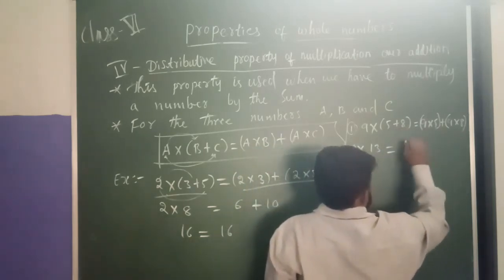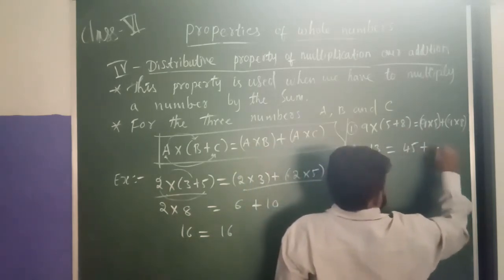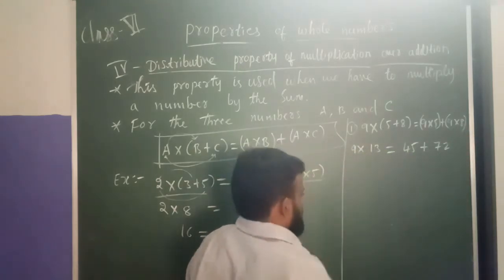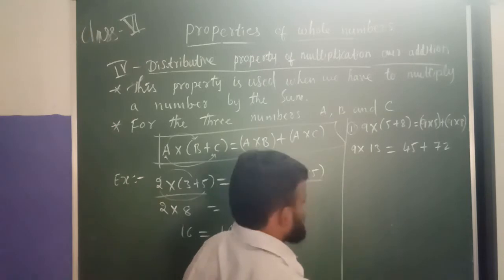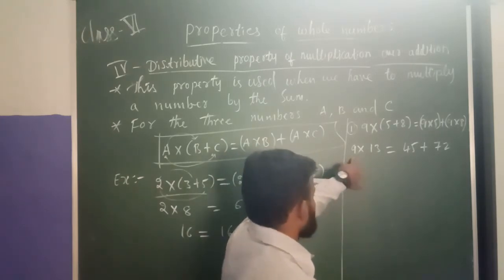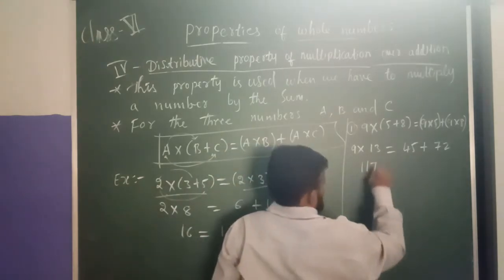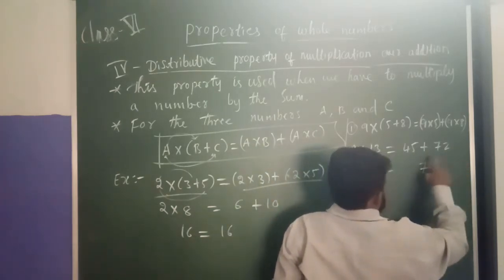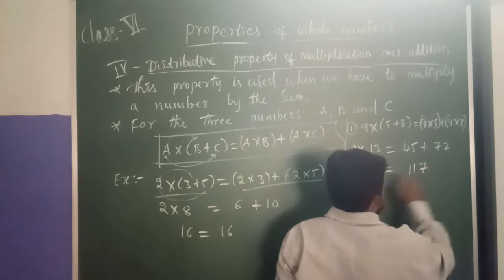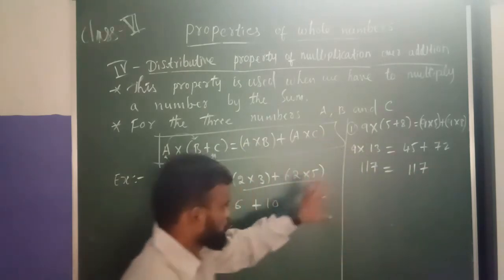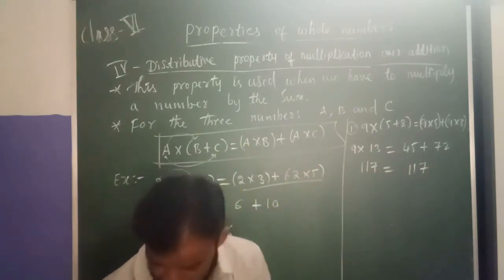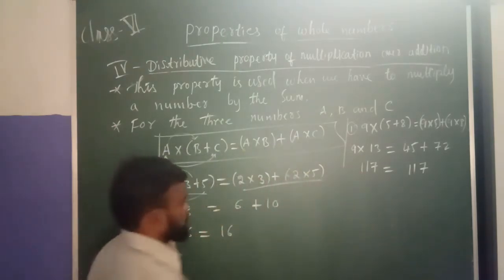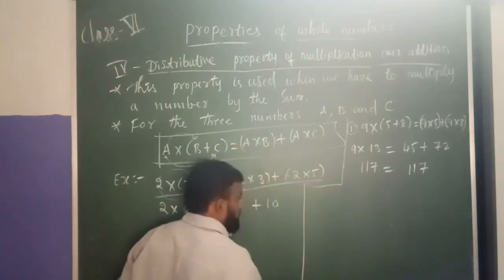9 5s are 45, plus 9 8s are 72. 13 nines are how much? 13 9s are 117. Right? Both sides are getting equal. Now you can see and you can easily write it. I will try to write the third one here, so you can easily copy also.